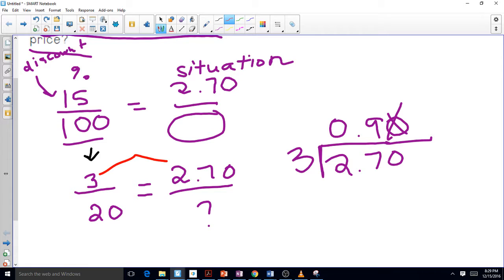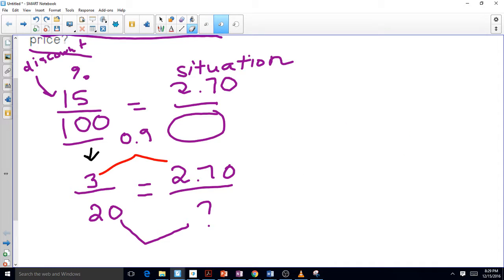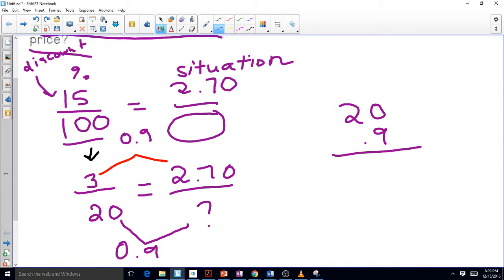It's up to you. But I know that 3 times 9/10 gives me $2.70. And I know that when I'm dealing with equivalent ratios, what I do to one side, I have to do to the other. So in order to figure out how much the actual hat cost, I'm going to multiply, just like I did to the top, 20 by 9/10. I know that I multiply this by 10 as I divide, or as I multiply.